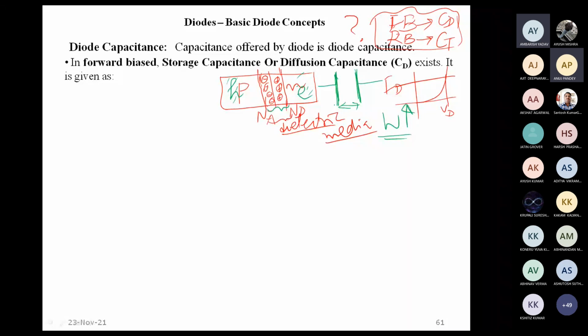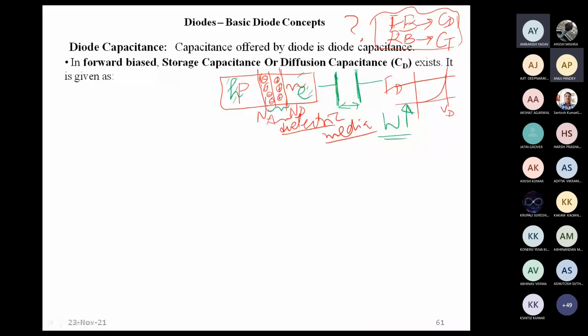And we can see that outside of this depletion region we have P type and N type materials, which have good conductivity. So this behavior can be modeled as having a capacitive nature, and so we define the capacitance. So this is in the reverse bias.